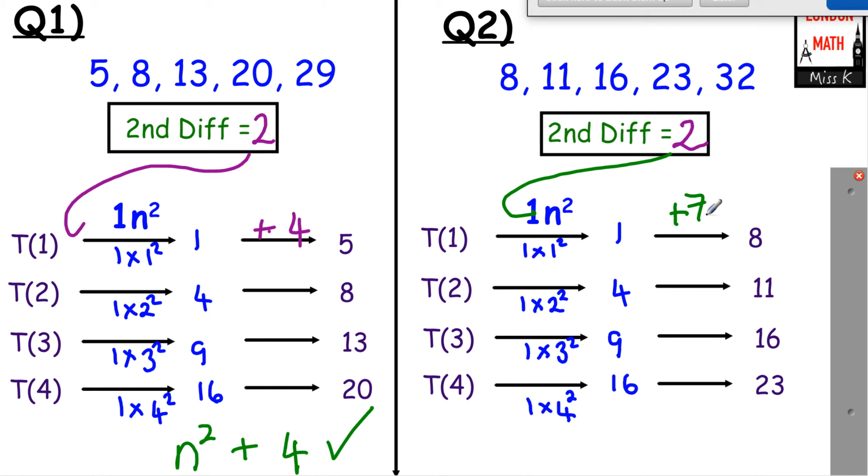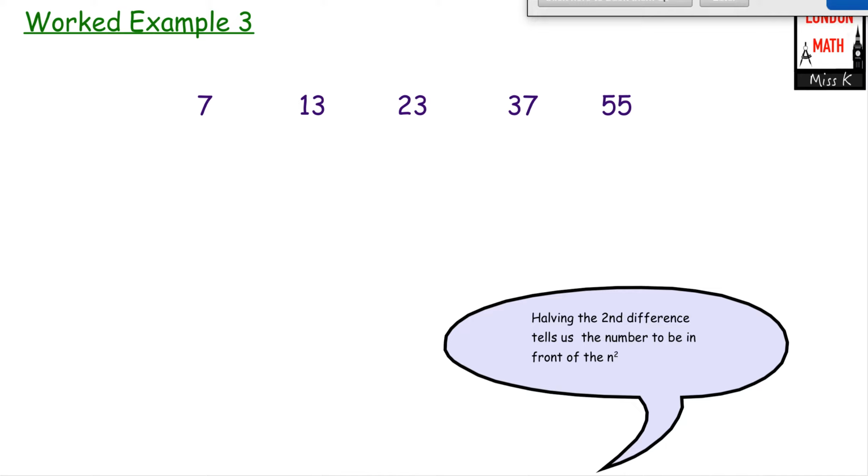You can double check that. Yes, if you plus 7 to each of these numbers, you'll get the terms of that sequence. So my nth term is n squared, because I don't need to write the 1 now, plus 7. Okay, so that was the first stage. Now we're going to look at some slightly harder questions on the next slide.